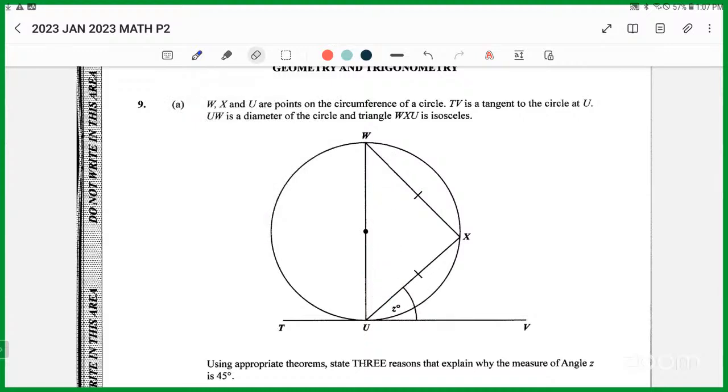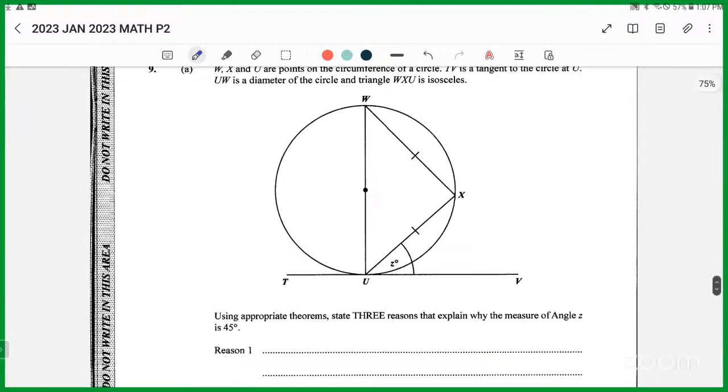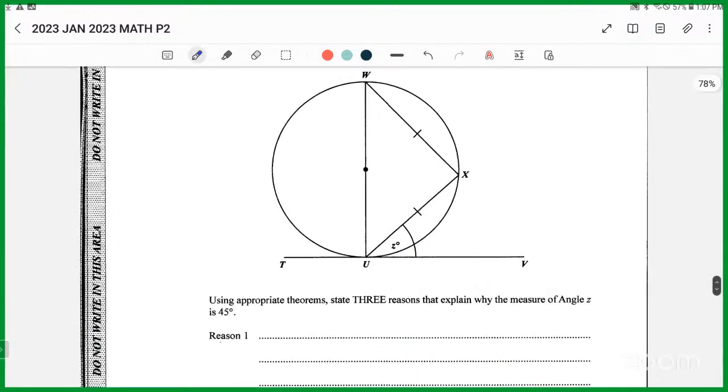All right, this is the diameter. A diameter subtends 90 degrees, so this angle is 90 degrees right here. That's something we can know before we start. It says, using appropriate theorems, state three reasons that explain why angle Z, this angle here, is 45 degrees. Three different reasons why that is 45 degrees.